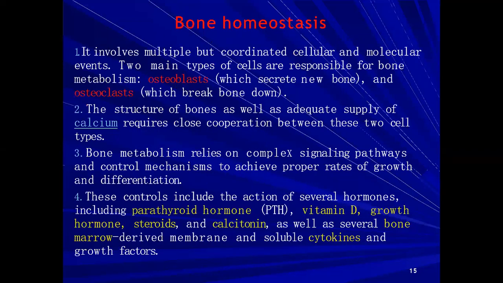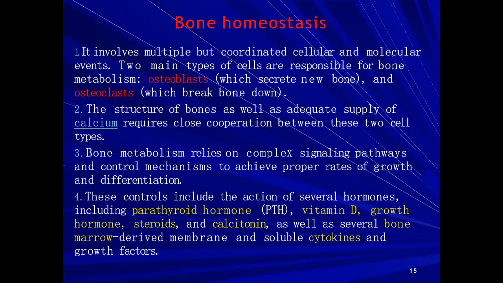So the maintenance of bone homeostasis involves multiple but coordinated cellular and molecular events. The two types of cells responsible for bone metabolism are osteoblasts and osteoclasts. The main function of the osteoblast is to make new bone, whereas the osteoclast breaks down bone for the purpose of releasing calcium, in this case if there is low calcium in the body.